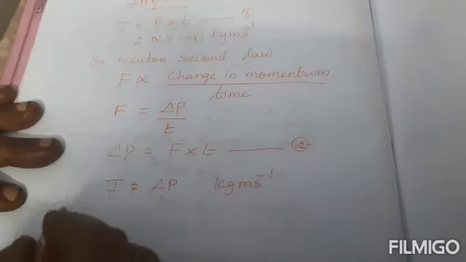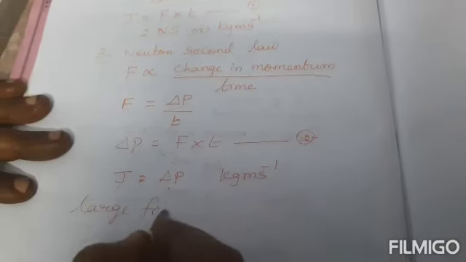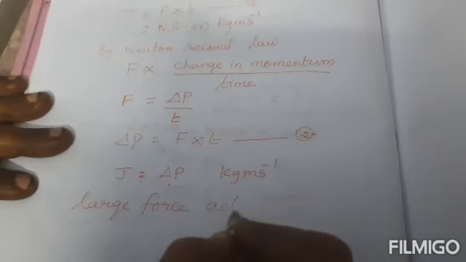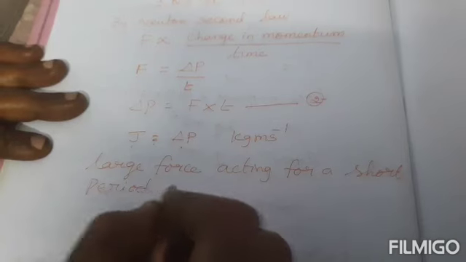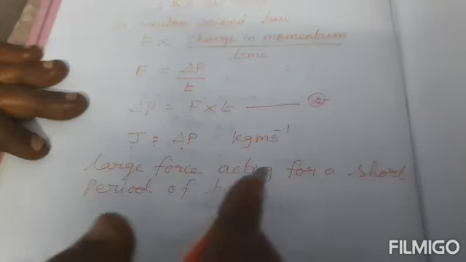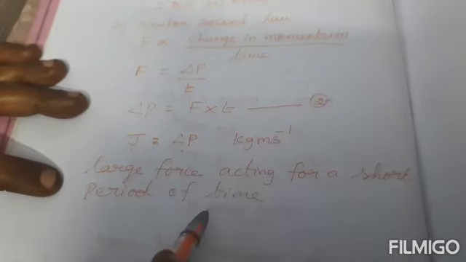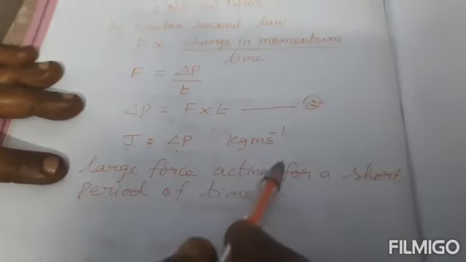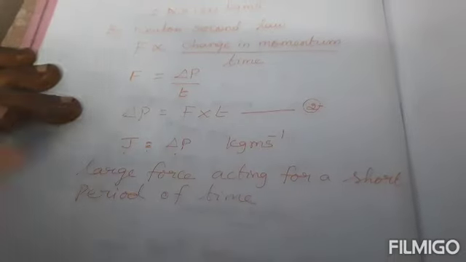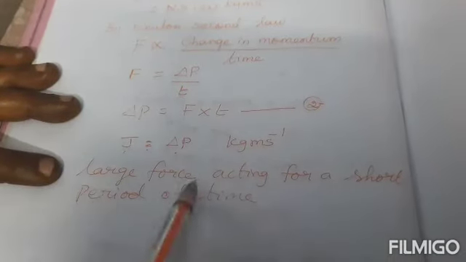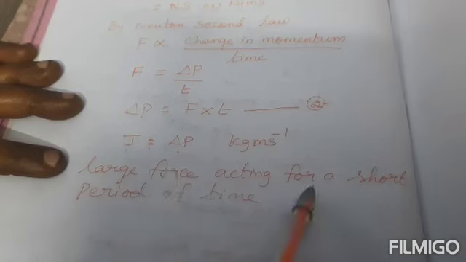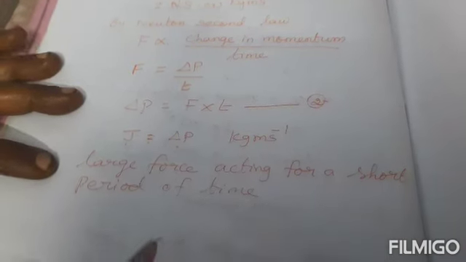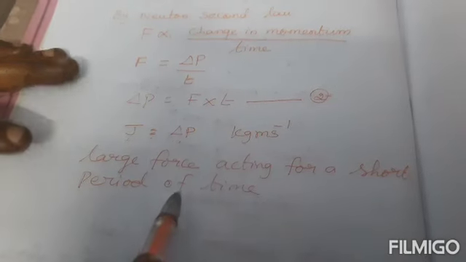One is a large force acting for a short period of time, as well as a smaller force acting for a longer period of time. Like that, two ways change in momentum we can take. Large force acting for a short period of time; smaller force acting for a longer period of time. Then we can see some examples about this impulse.